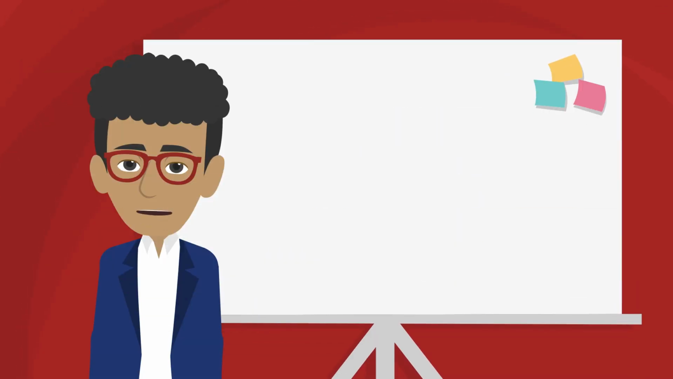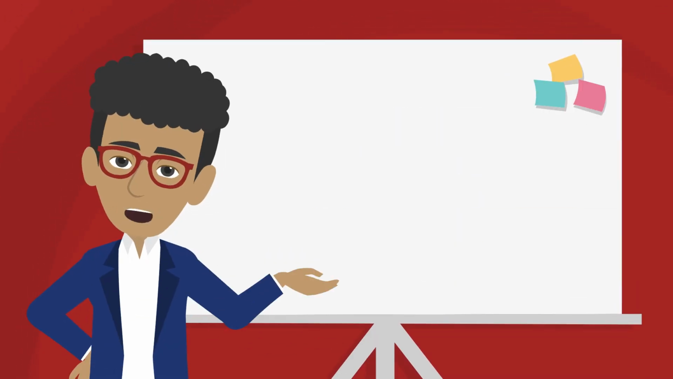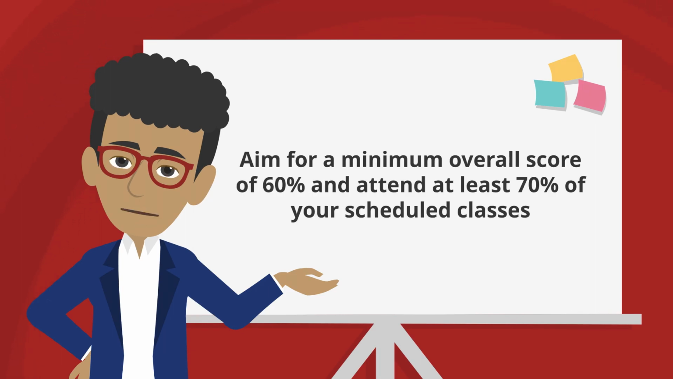It's worth highlighting that maintaining good academic standing is crucial. To achieve this, aim for a minimum overall score of 60% and ensure you attend at least 70% of your scheduled classes in all your modules.